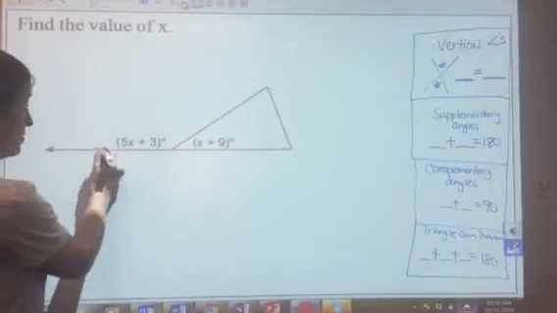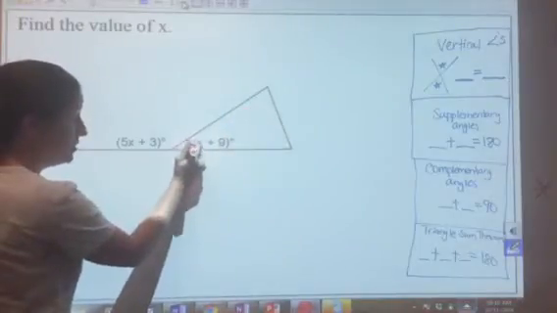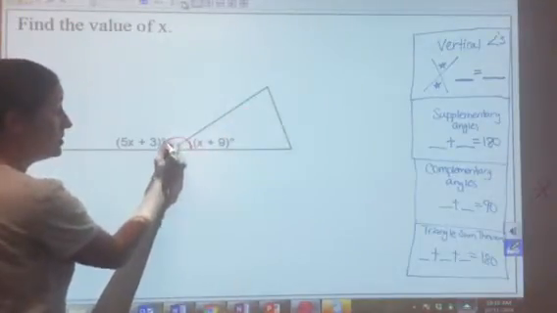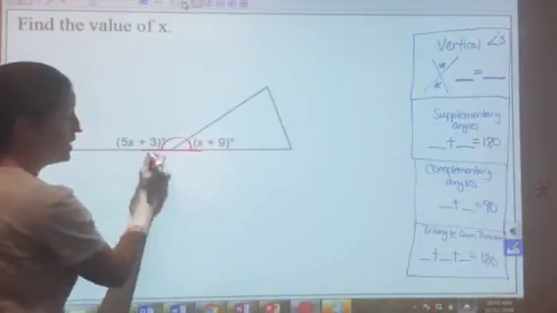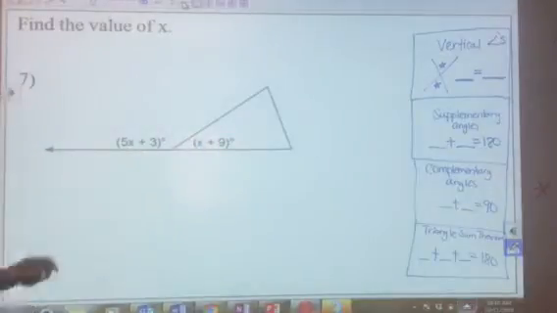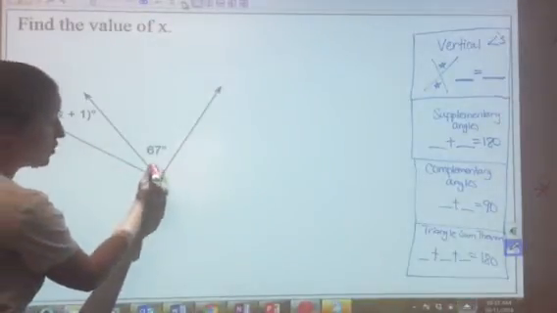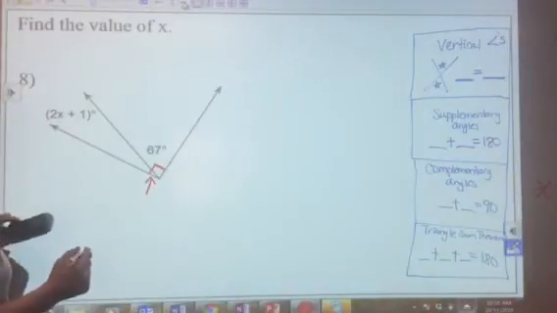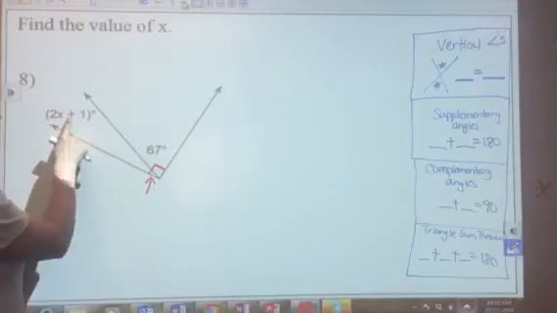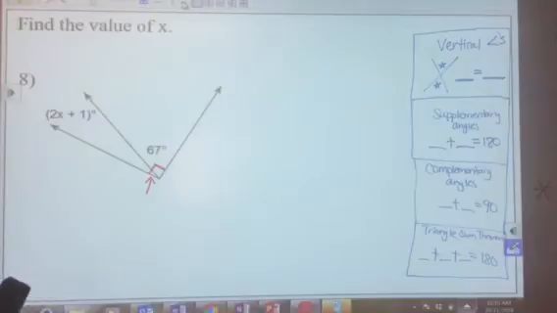Again, I notice a triangle, but I don't have the three angles. I just have this one angle inside the triangle, and I have the angle adjacent to it. So we have two angles that form a straight line. These two add up to 180. And my last one is two angles that form a 90-degree angle. This is the symbol that represents 90 degrees. So we have 2x plus 1 plus 67 equals 90 degrees. And we would solve to find the value of x. And that's it, right? Yes.